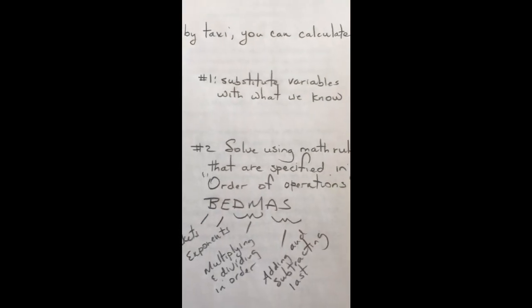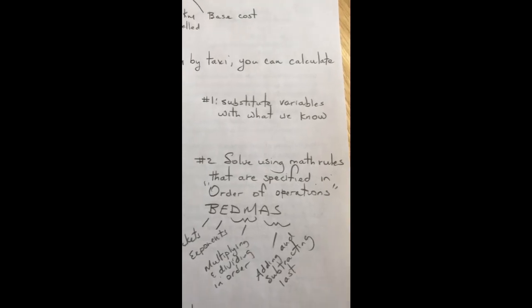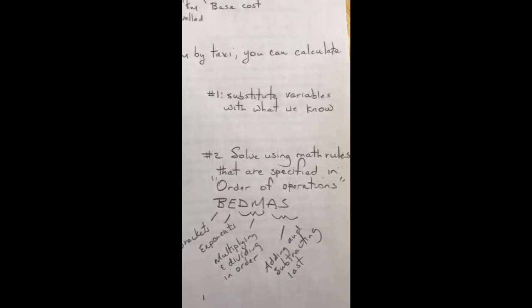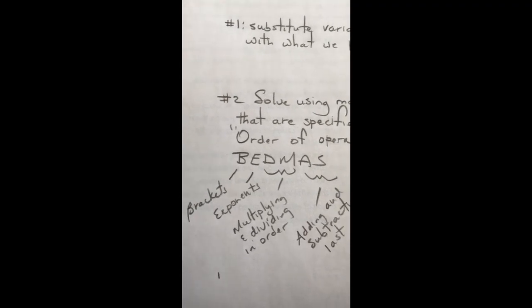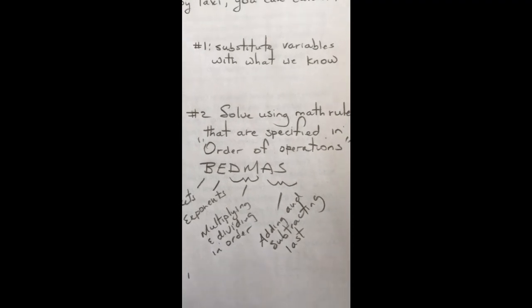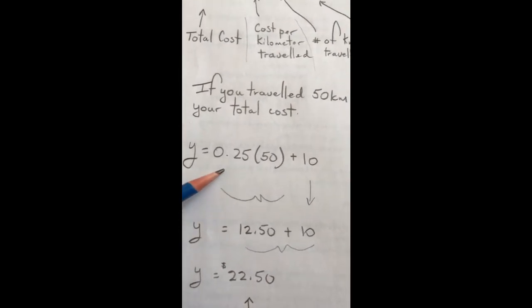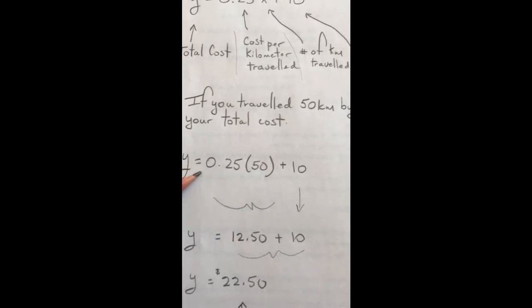We always have to follow order of operations. So our second step is to solve using our math rules that are specified. Order of operations to you might be BEDMAS: brackets, exponents, multiplication and division in order, and adding and subtracting in order last. We have to do it in that order. It's the rules. So let's do it. If I multiplied 0.25 times 50, that would be our first operation.